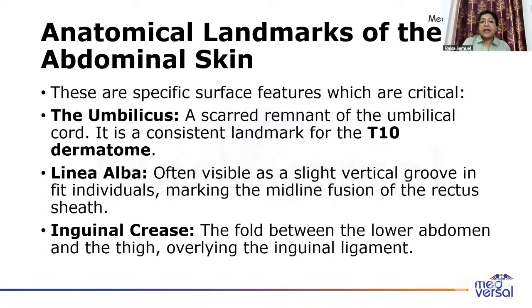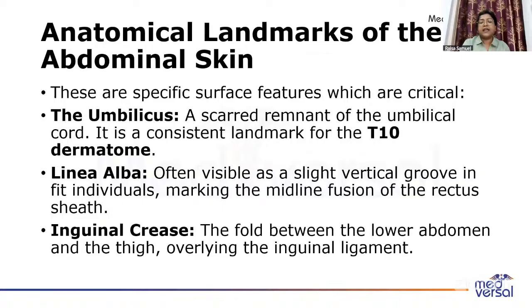So what are the anatomical landmarks of the abdominal skin? These are specific features which are very critical. The umbilicus, as you all know, is the scar remnant of the umbilical cord. It is the consistent landmark for the T10 dermatome. So when we give spinal anesthesia and check at the umbilicus, that means we have anesthetized up to the level of the T10 dermatome. Next is the linea alba, which is often visible as a slight vertical groove.